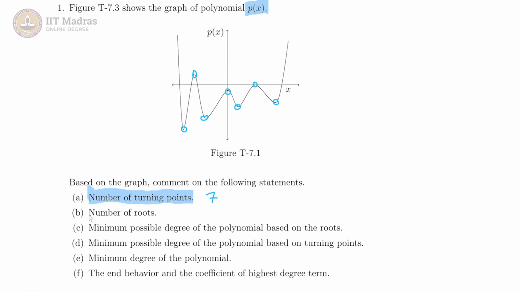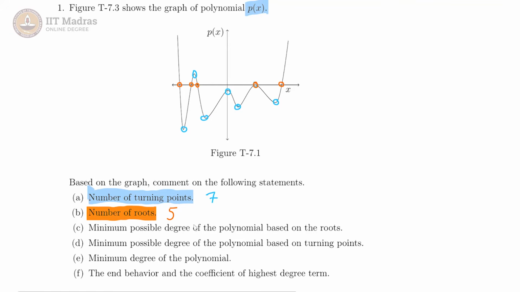And then we are asked the number of roots. So roots would be where the polynomial touches or cuts the x-axis. So that is 1, 2, 3, 4 and 5. So there are 5 distinct roots.